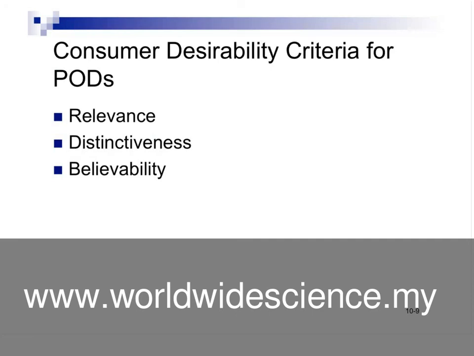Then it should be feasible, which means the product marketing must support the desired association. Does communicating the desired association require real changes to the product itself? So that's also something you need to consider. Other than being believable, it should also be achievable. It should support the desired association. It should be sustainable and communicatable.